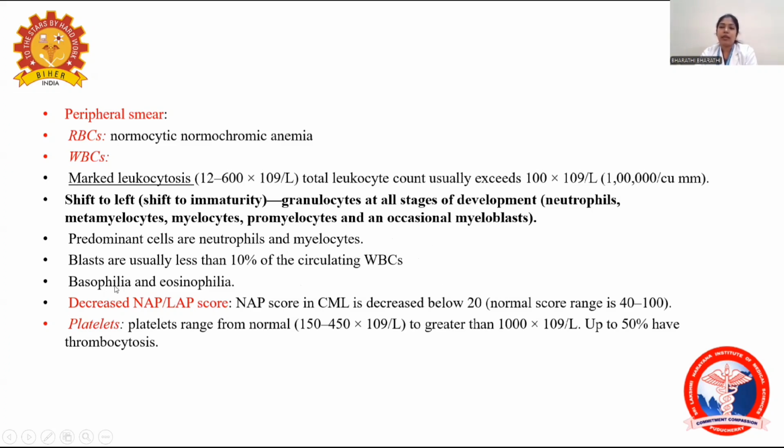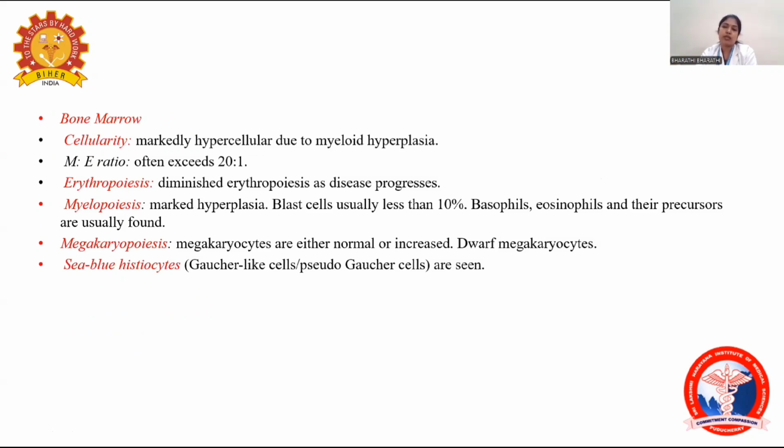The patient will have basophilia, eosinophilia, and a decreased NAP score. What is NAP? Neutrophil alkaline phosphatase score. The neutrophil alkaline phosphatase score in CML is decreased, below 20. The platelets range from normal to greater. Sometimes patients will have thrombocytopenia, or sometimes thrombocytosis. Up to 50% of the patients will have thrombocytosis.